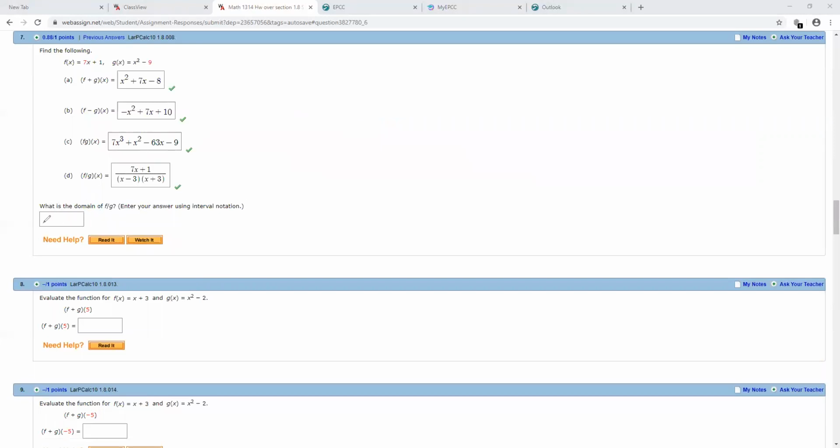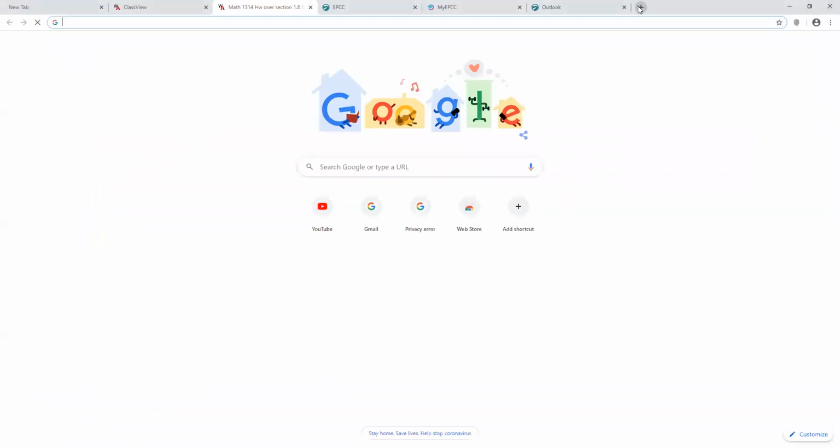We do need to talk about this a little bit. We've already talked about domain before by looking at a graph. I'm going to switch to Desmos for a moment and have a little short discussion on a couple ideas.